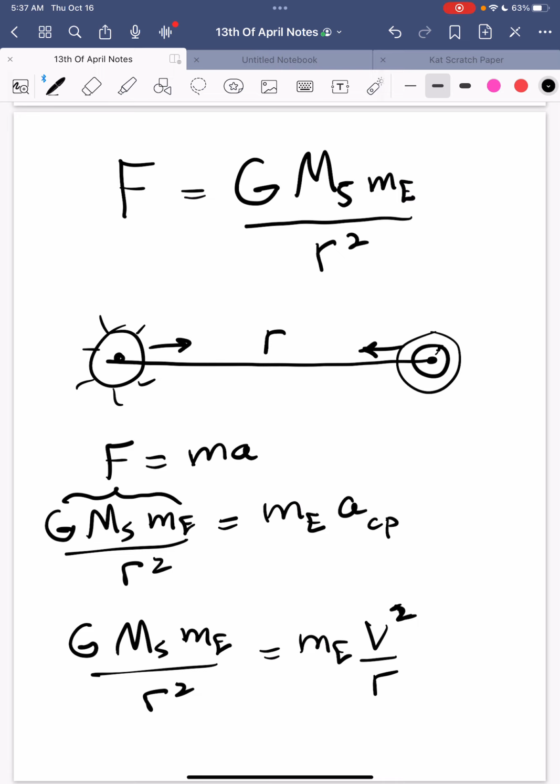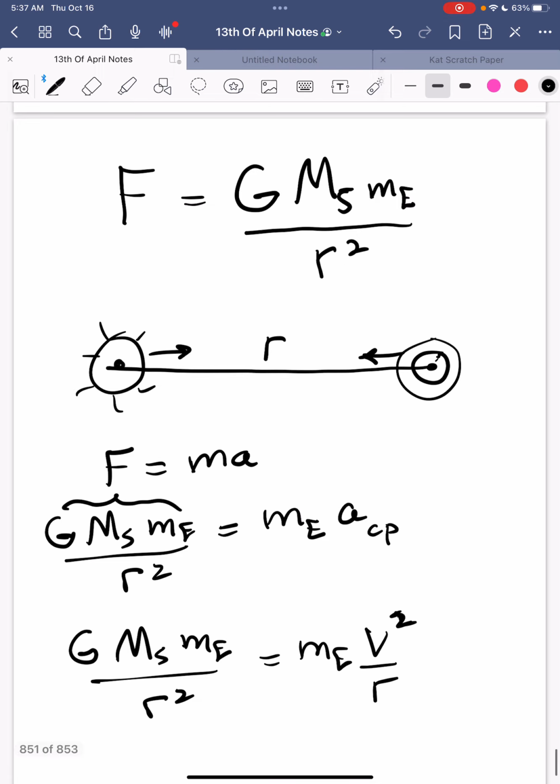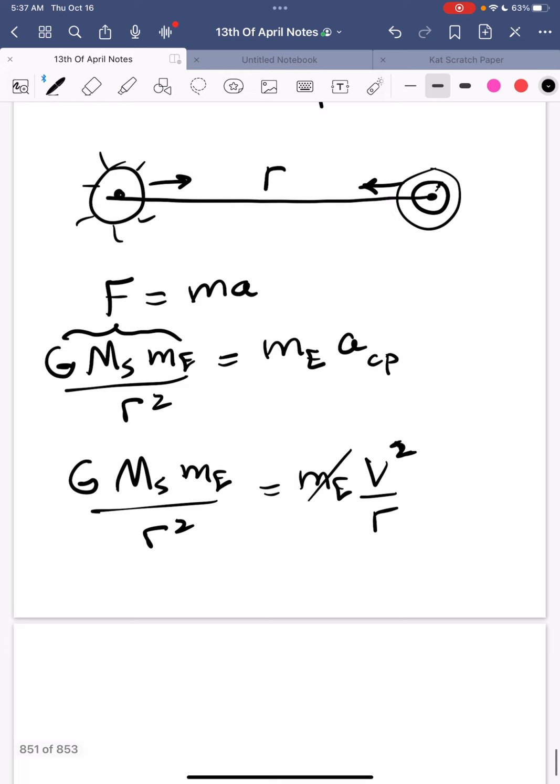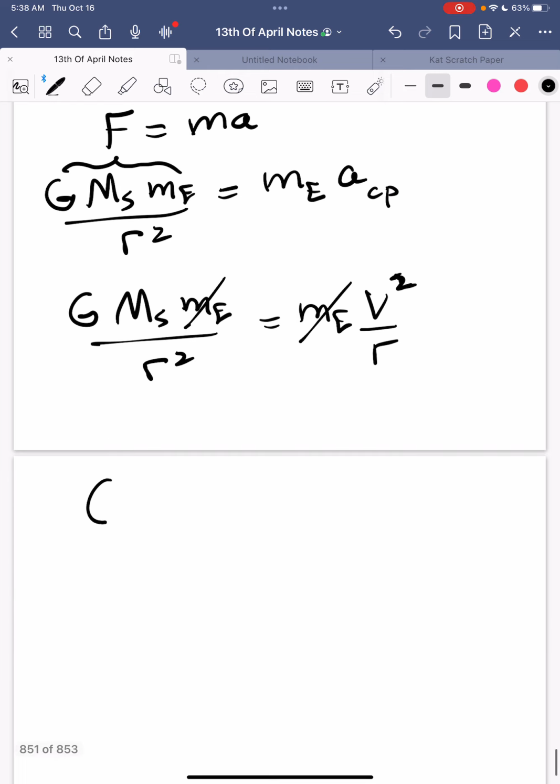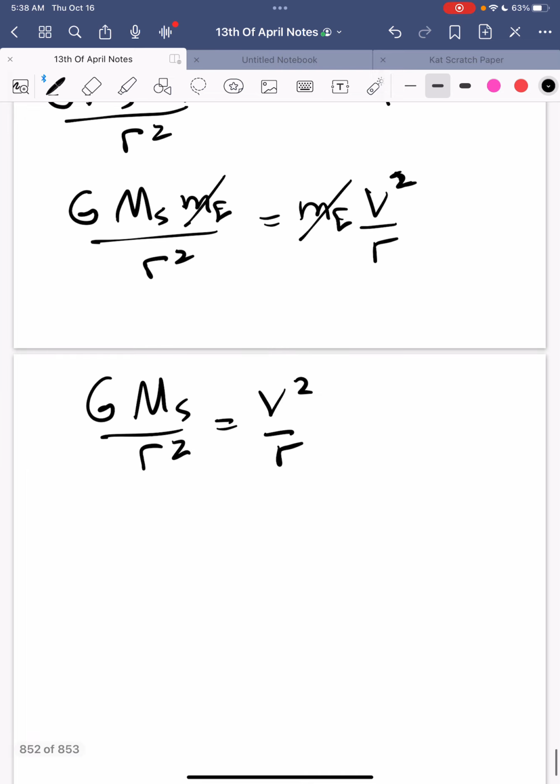So this equation is certainly fine as it is, but I can simplify it a little bit. The mass of the Earth ends up on both sides, so I cancel that. And then I get G, mass of the Sun, divided by r squared, equals v squared over r. Now, a typical way to simplify this equation is to multiply both sides by r. So if I multiply this by an r and this by an r, these r's will cancel, and this r will drop one of those powers.